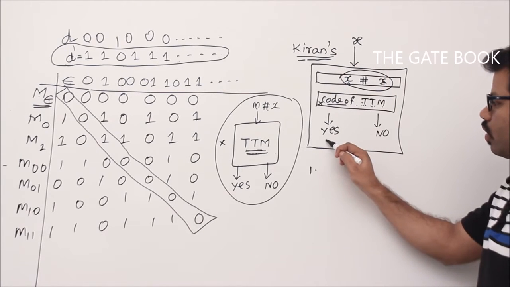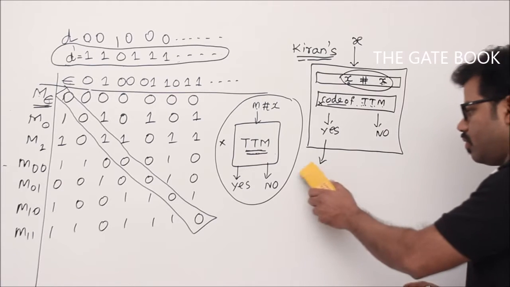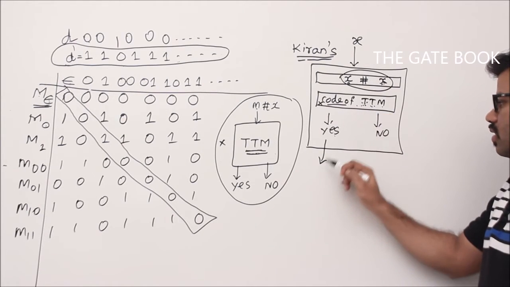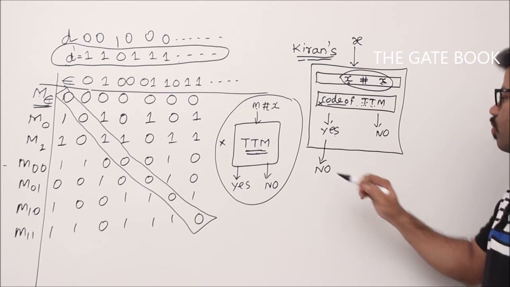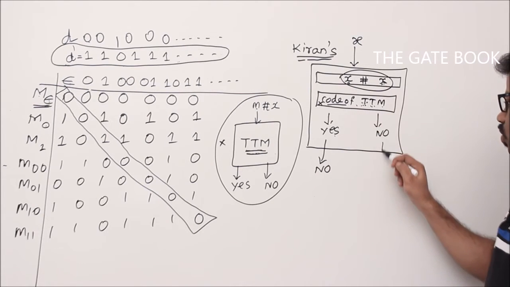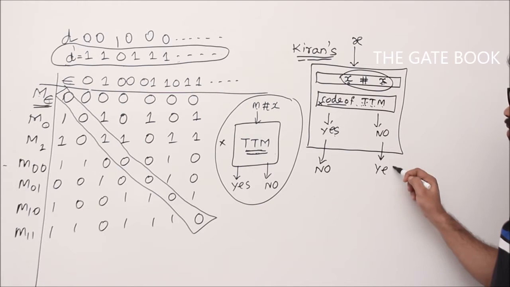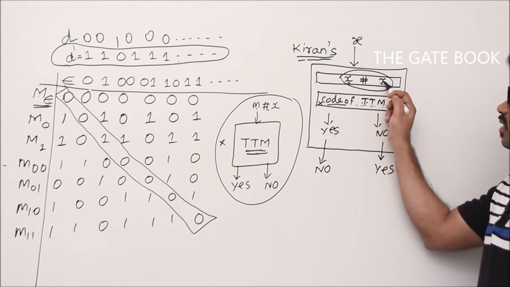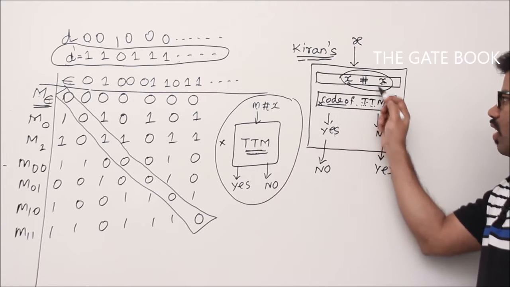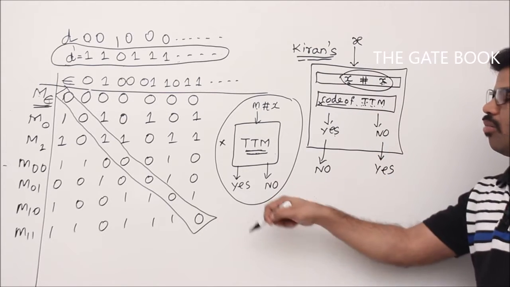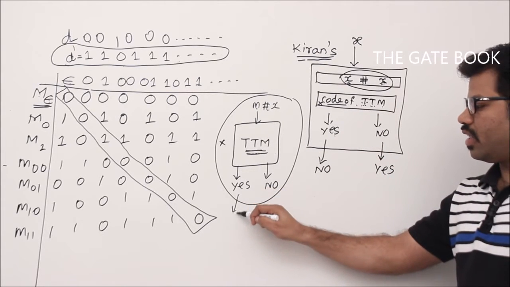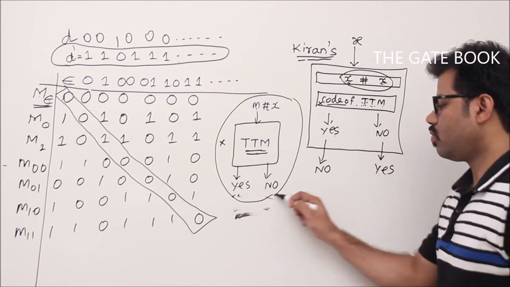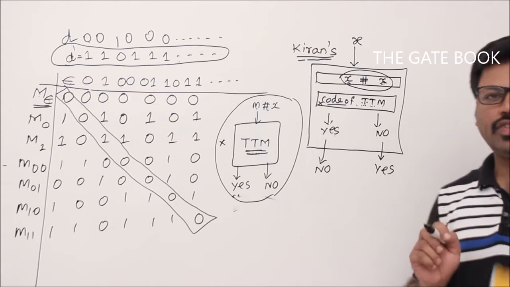Kiran's Turing machine is going to reverse the things. That means if this total Turing machine says yes, then Kiran's Turing machine says no. If this total Turing machine says no, then Kiran's Turing machine says yes. Simple. We are running X hash X on the total Turing machine, and whatever result we get, we are complementing it. That means directly we say no here, yes here.